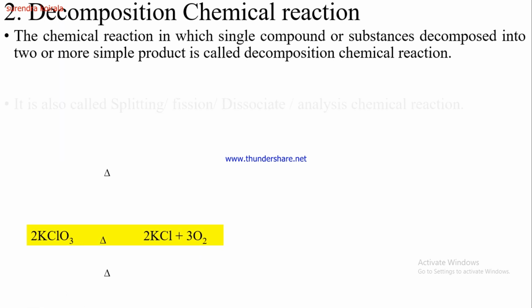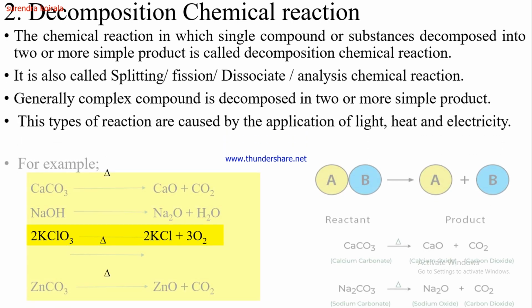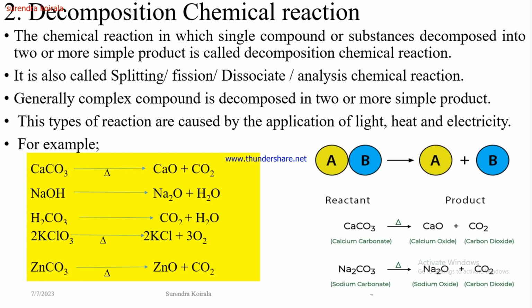And then after, decomposition chemical reactions. Decomposition chemical reactions means those kinds of reactions in which a single complex compound or substance is decomposed into two or more simple products. They are called decomposition chemical reactions. They are also known as splitting, fission, dissociation, or analysis chemical reactions. Generally, a complex compound is decomposed into two or more simpler products, as well as simple compounds are formed together.